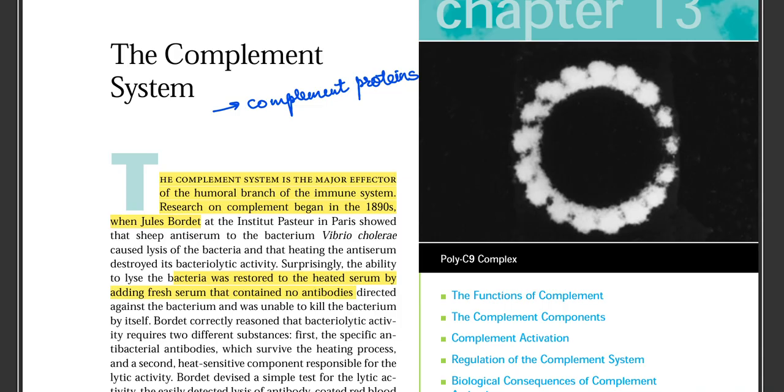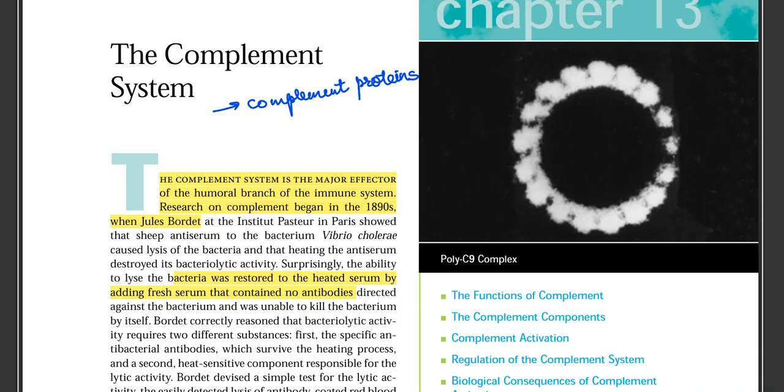Similarly, the complement system has to also tackle these pathogens and foreign antigens, and in turn aid and assist these antibodies and the antigen presenting cells. The complement system is a major effector of the humoral branch of the immune system. There are two types of immunities we know, humoral and cell mediated. The main discovery of the complement system was done by Jules Bordet.